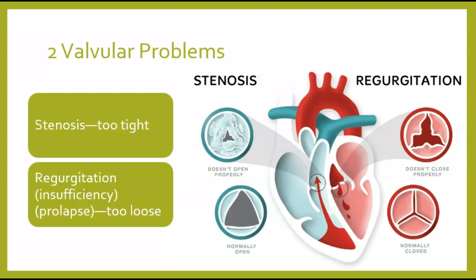So stenosis means that it's too tight. So there's been thickening of the valve tissues. So think of a water hose with a small opening. The water hose is starting to thicken up, and it doesn't open properly. Regurgitation or insufficiency or prolapse, this is going to be when it doesn't close properly, so it's not able to close completely. So stenosis is too tight and regurgitation is too loose.